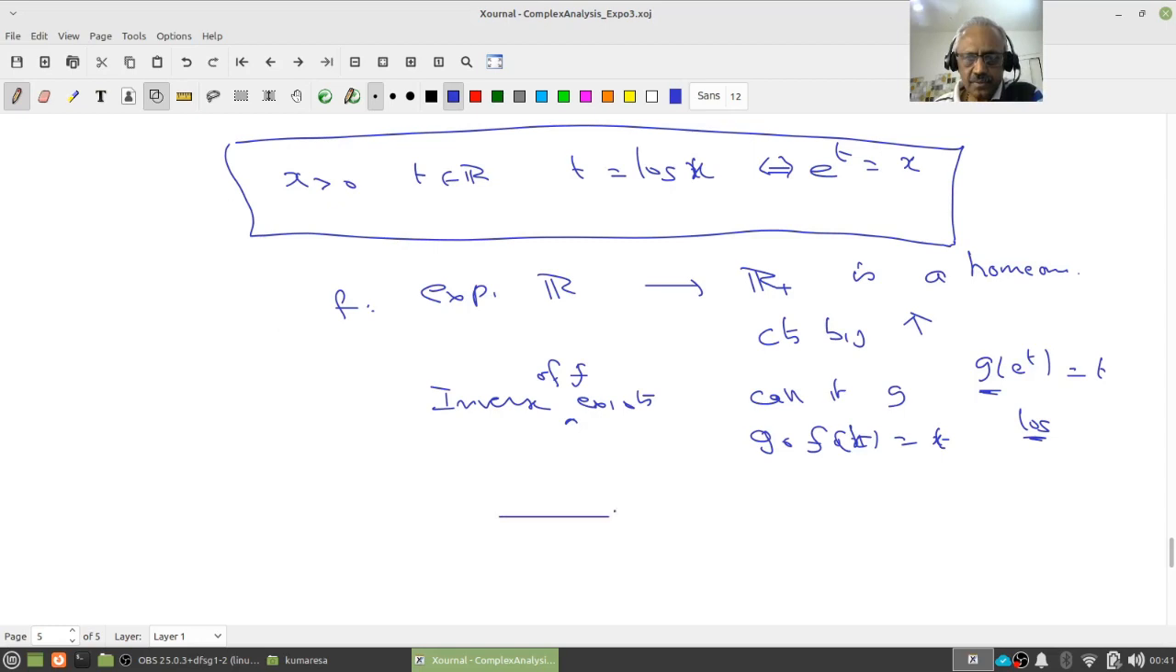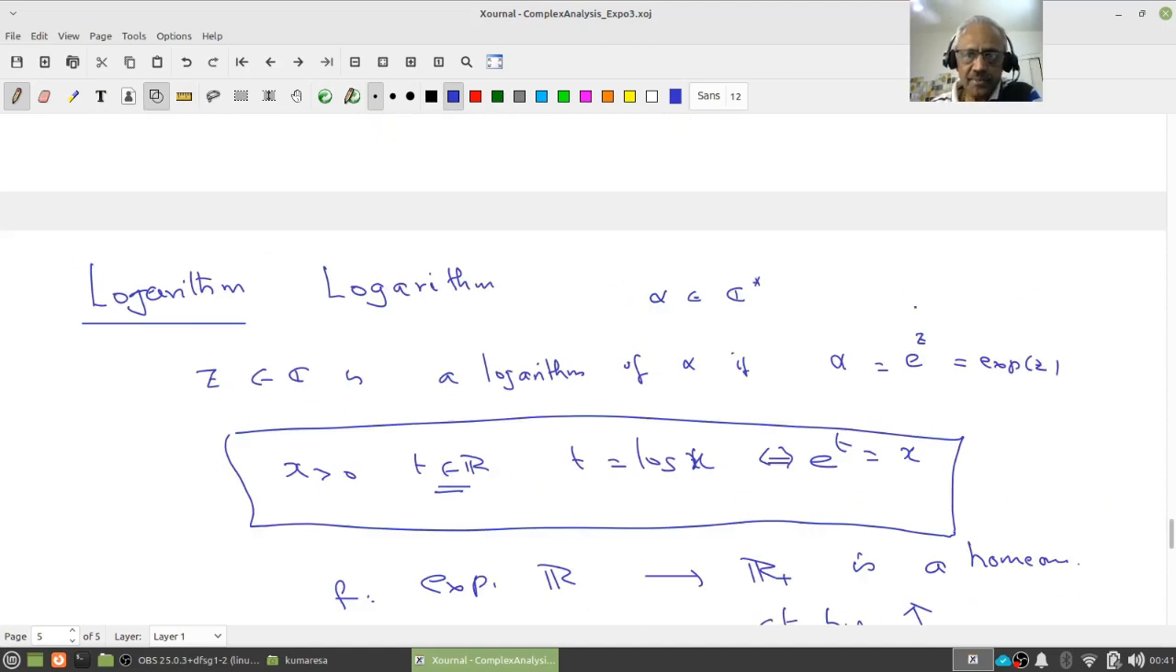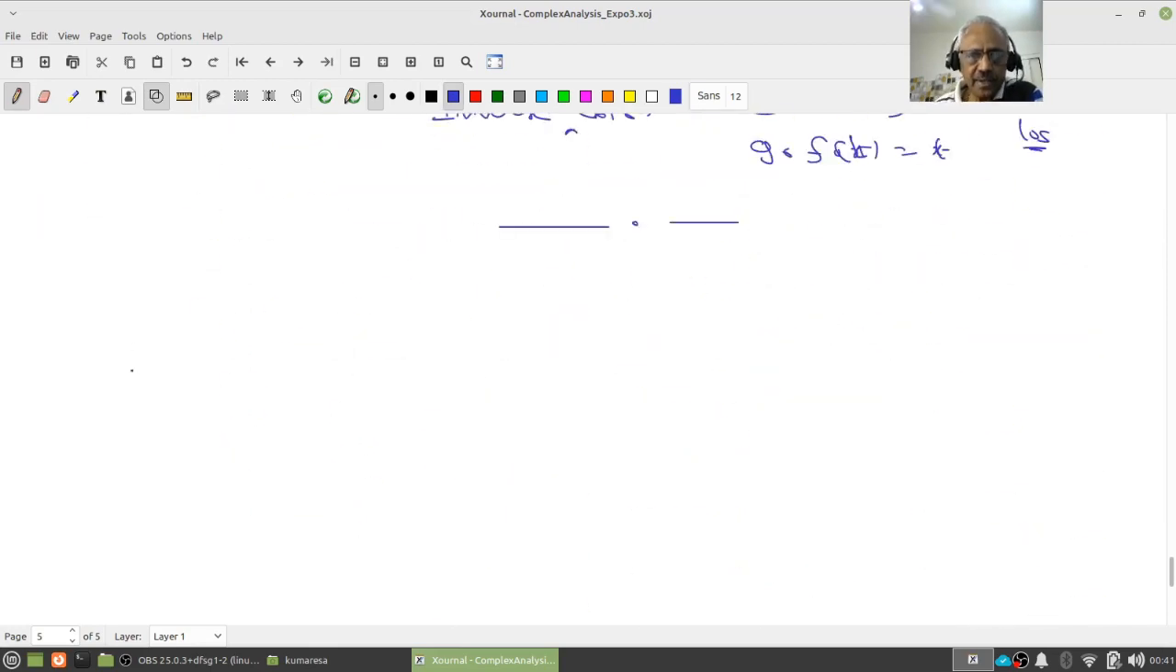If you have gone through my lectures, you know this is a true statement. So I have a well defined logarithm, namely as the inverse. I am going to call t a logarithm of x if e power t equals x. So in view of that, we define, given a complex number alpha, z is a logarithm of alpha if alpha is e power z. Now how do I find a logarithm?